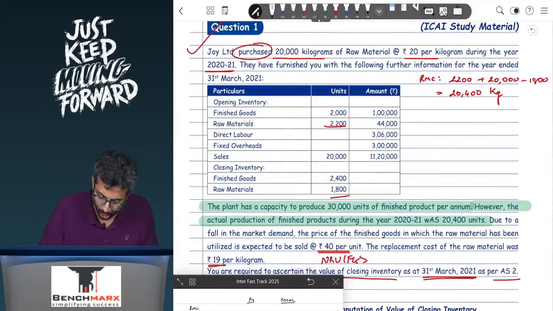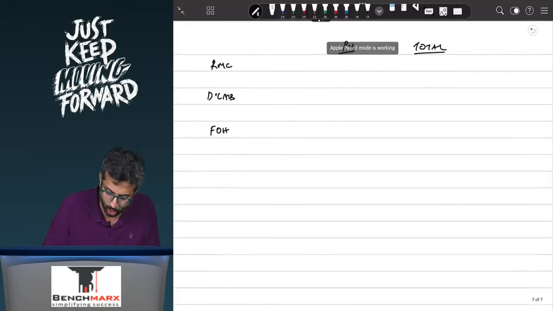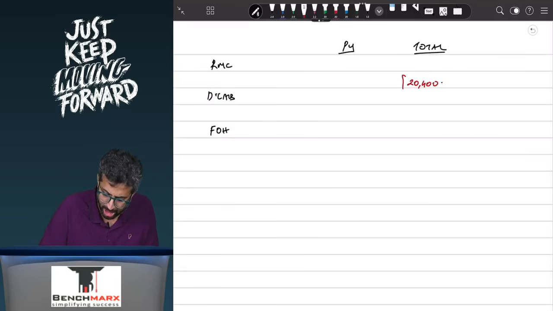Now if you look at your raw material stock, this is 44,000 divided by 2,200, that is 20 per kg. In a similar way, 20,000 kilograms at the rate of 20 per kg. So the rate is around 20 per kg. Now my raw materials consumed in total will be 20,400 into 20. Per unit this is 20, so 20,400 into 20 comes to around 4,08,000.